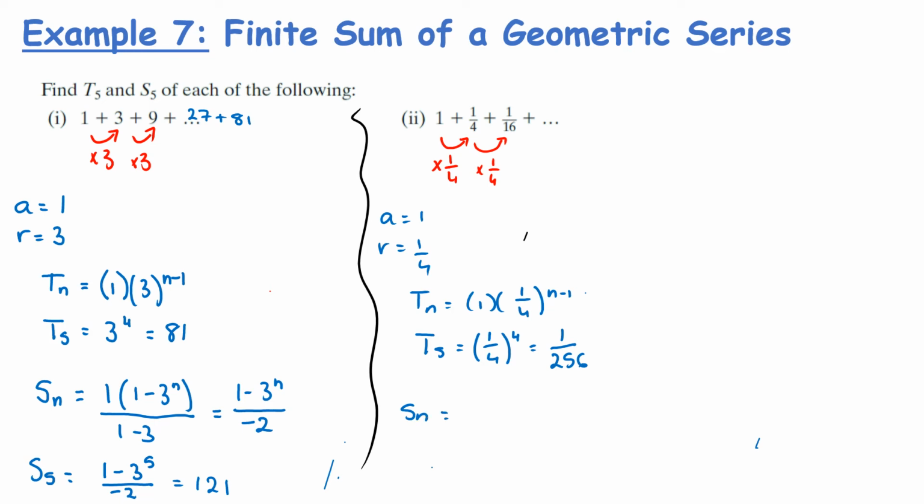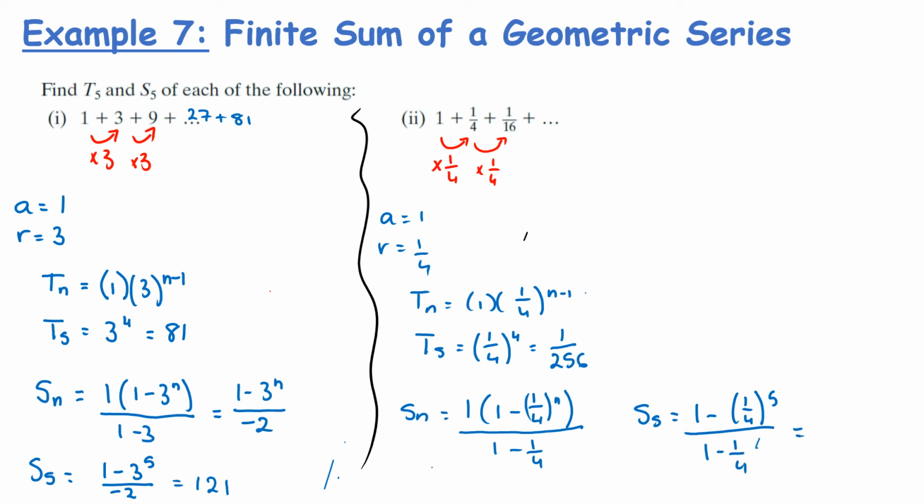I'm going to do Sn then, that's 1 bracket 1 minus a quarter to the power of n. I will use my brackets here just to make sure that everything is entered correctly when we get to the calculator. I'm going to do S5 here, so that's 1 minus a quarter to the power of 5 all over 1 minus a quarter. And that gives us an answer of 341 over 256. I like to leave things as top heavies.